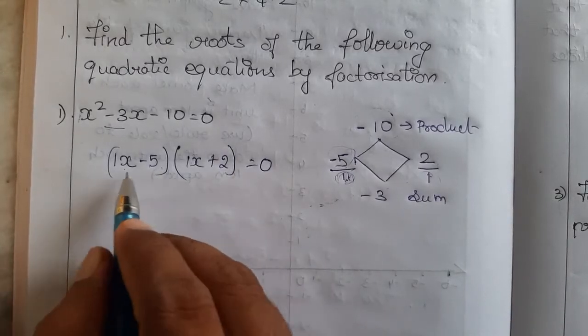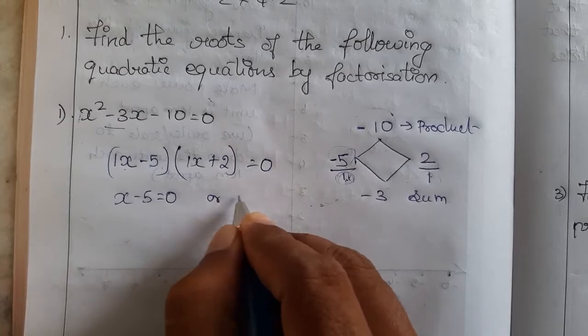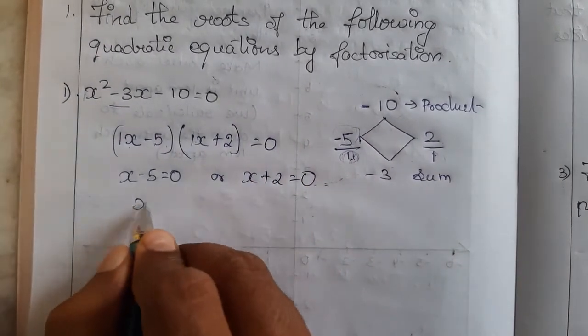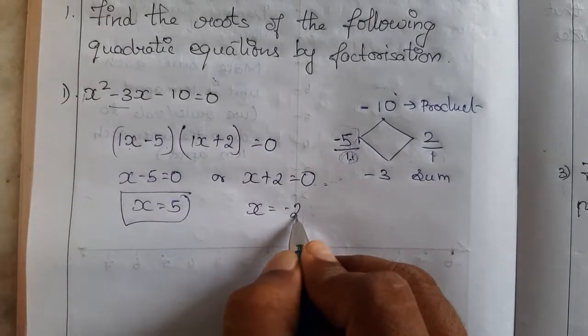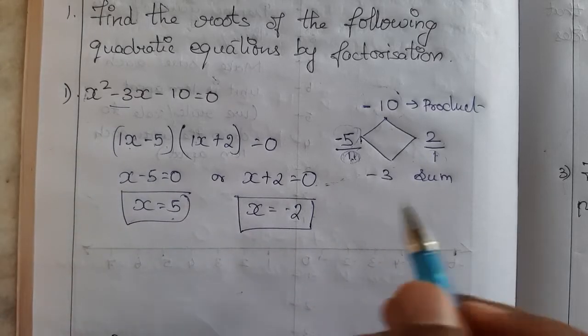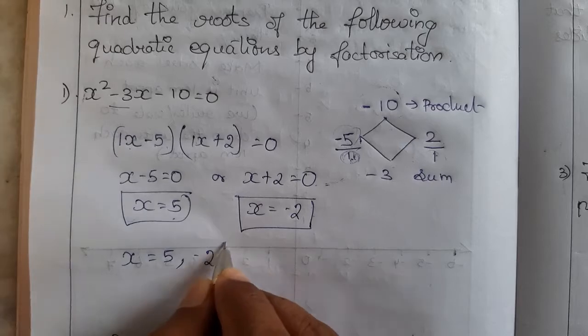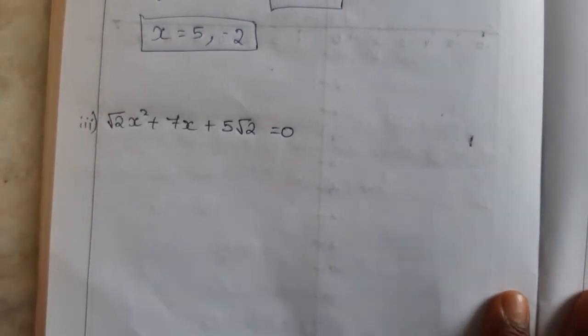That's it. So x − 5 = 0, or x + 2 = 0. So the x value here will be 5, and here the x value will be −2. So the roots of the given equation are 5 and −2. So x = 5 and −2. Clear? We'll go for the next problem.